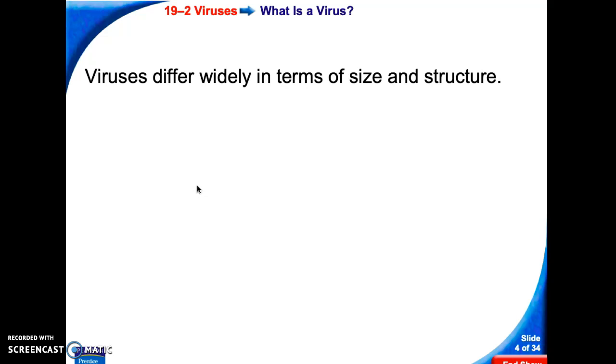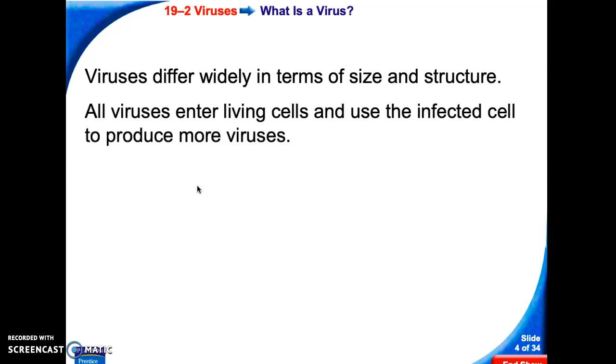So viruses, they can differ widely in terms of size and structure. We'll see a picture of them in a moment. They enter our living cells and they use the infected cell to produce more viruses. So our own host cell basically becomes a factory for viruses, and that uses all of our resources, our ribosomes, our mitochondria, all that stuff to make more virus.